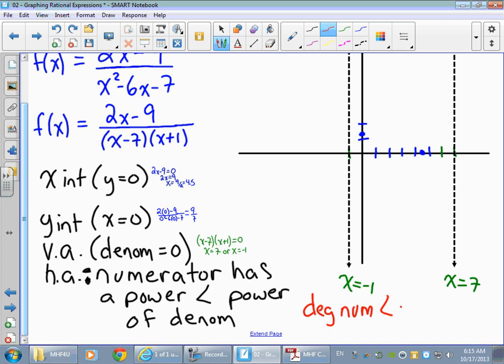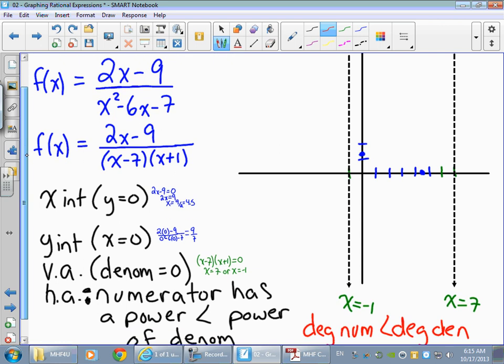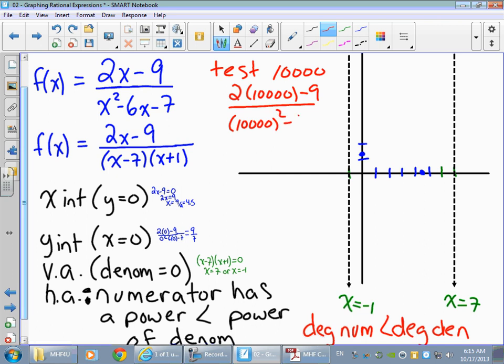Sorry, it's less than. I said that backwards. What happens then, and again, this is just a sort of logic exercise, when I start putting very big numbers in, whether they're negative or positive? If we look at an example, what happens if I test a number like 10,000? My numerator is this. My denominator is this.